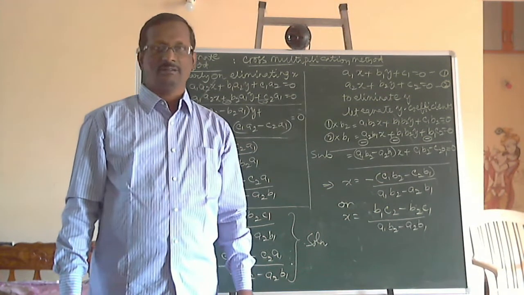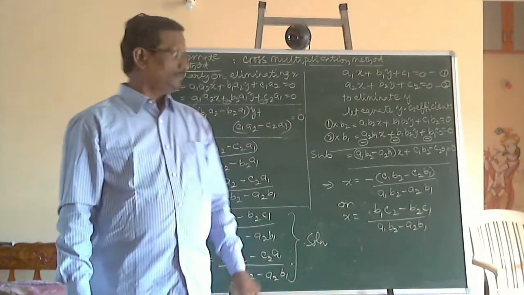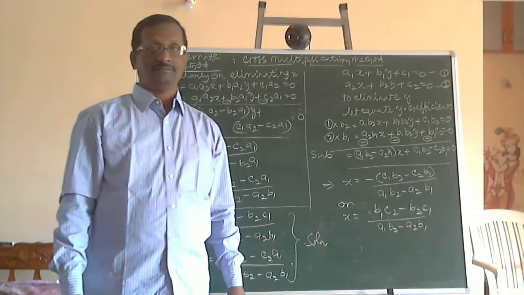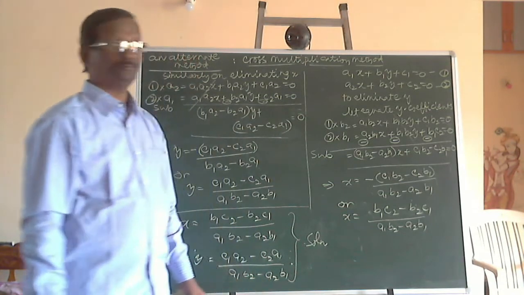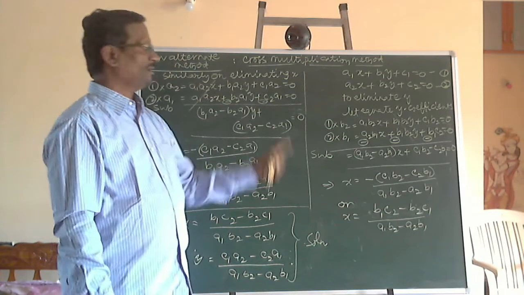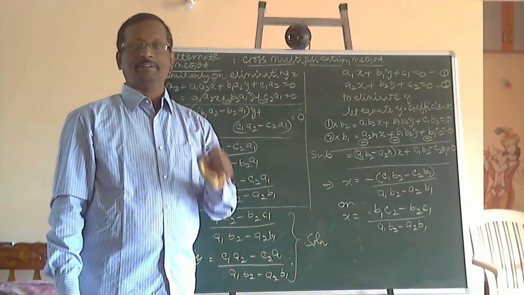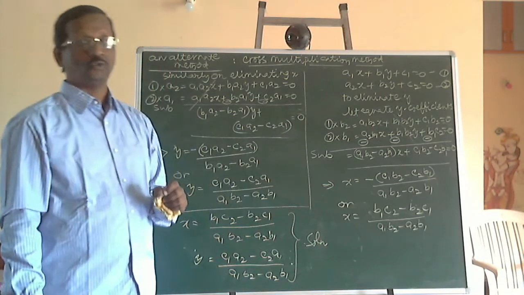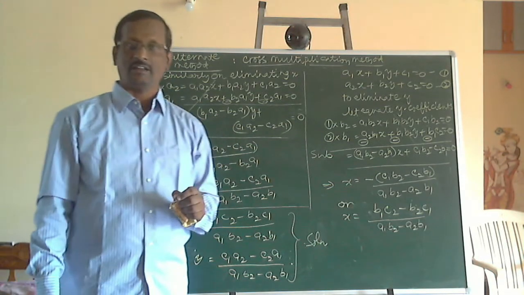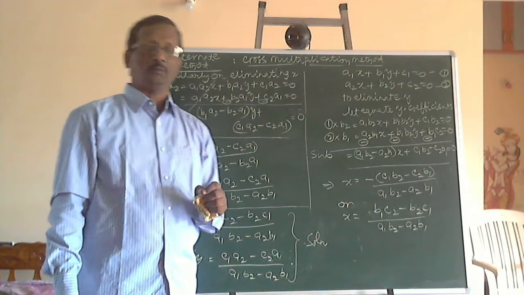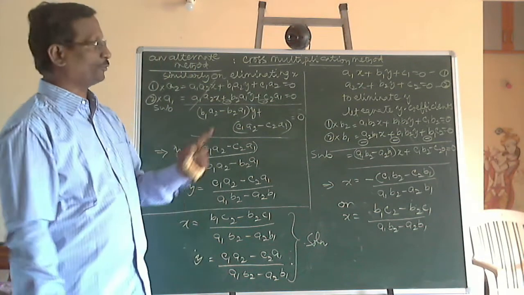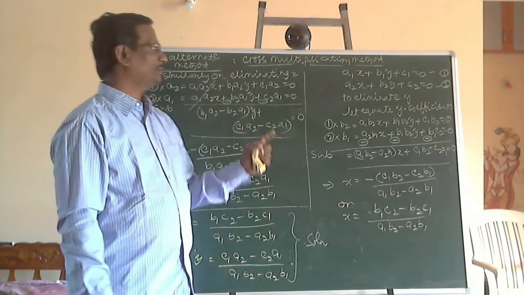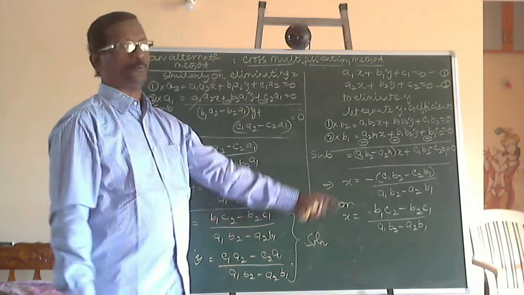Dear children, welcome to the last session of the exercise of the chapter, the alternate method. It is a very important and very simple method. Using this, we can solve a linear equation in two variables in the easiest way. Before going to the method, let's have a proof.